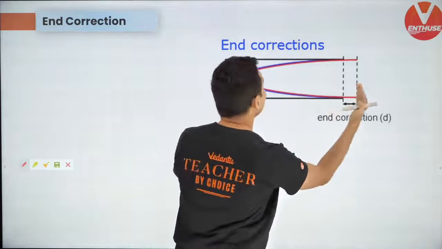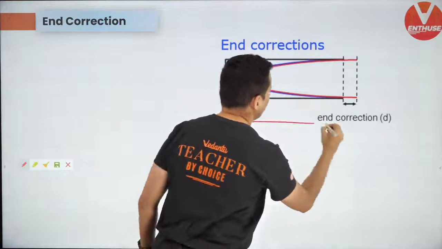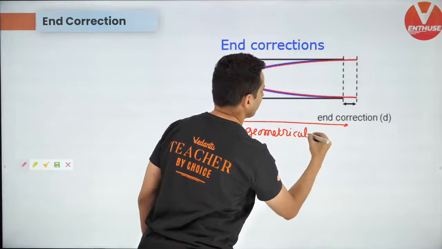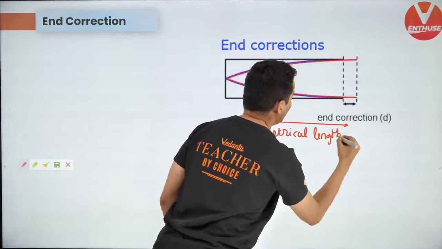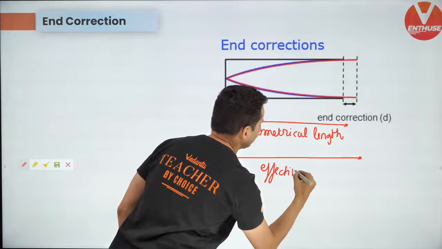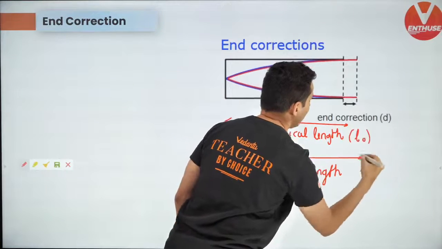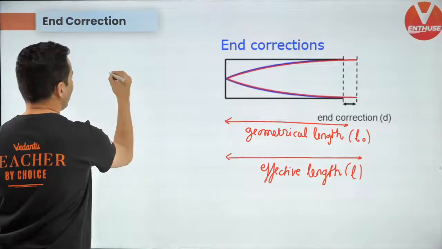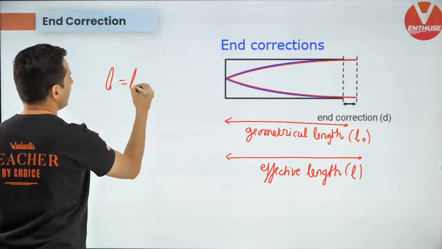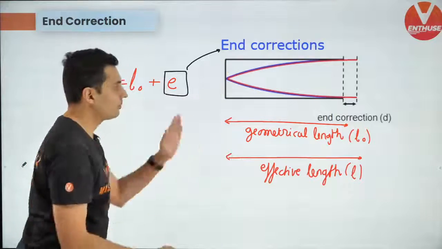Okay. So the antinode is slightly outside. To account for that, understand, this is the geometrical length, and the actual length, which is effective, is slightly more. This is the effective length. Let's say the geometrical length was L0, the effective length is L, then L is actually L0 plus some end correction E. This E is called end correction because you have to account for that.